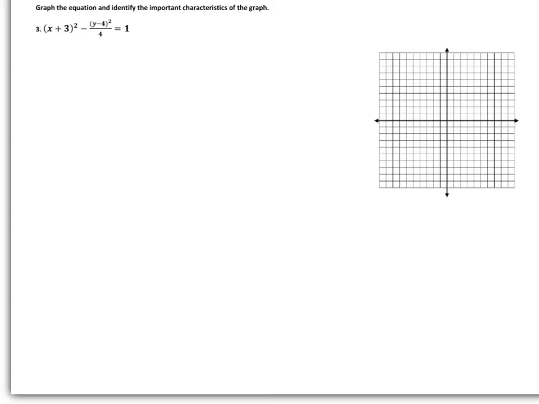So let's see. This one would be, is this the hyperbola or the ellipse? And it says minus, so it's the hyperbola. So the center is h comma k. So -3. So 1, 2, 3, or -3 comma 4. So there's the center, remember?